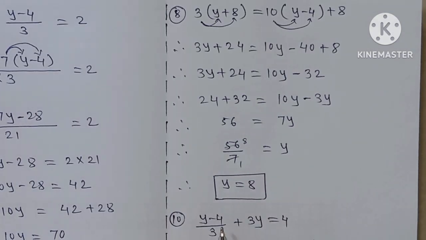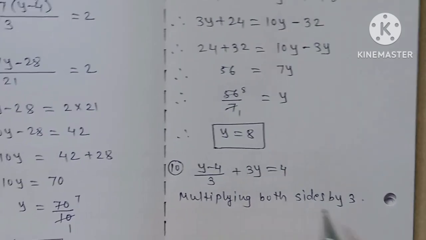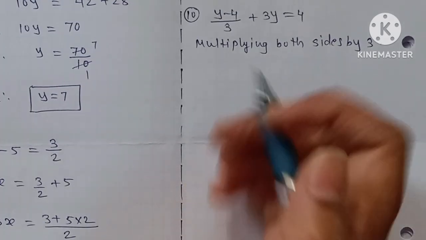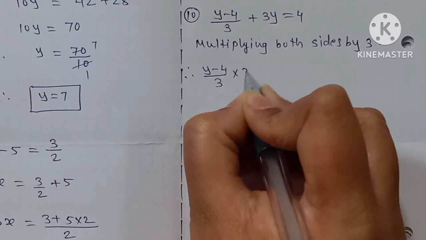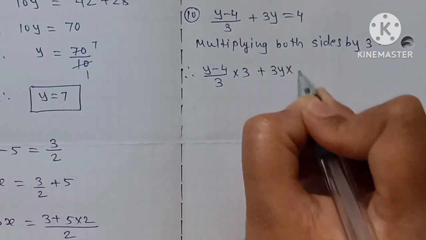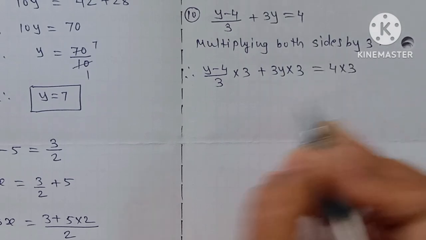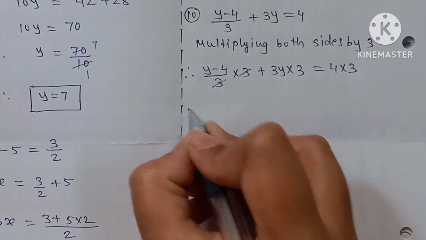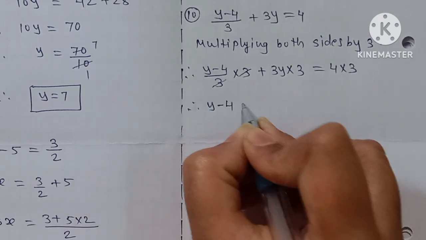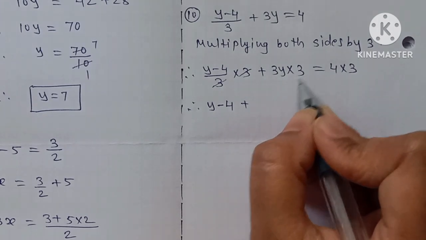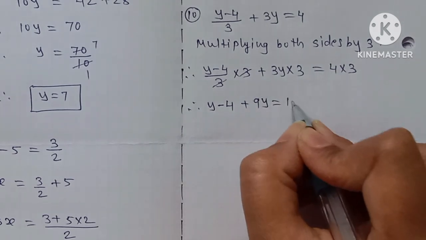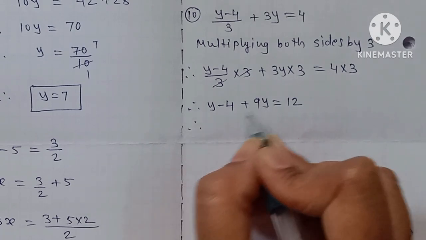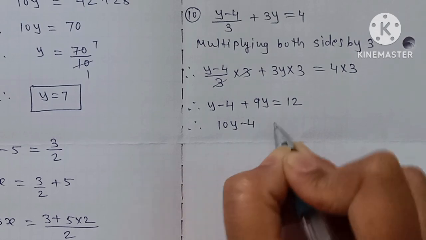Next one is y minus 4 upon 3 plus 3y is equal to 4. Now you can multiply both the sides by 3. Now means y minus 4 upon 3 multiply by 3 plus 3y multiplied by 3 is equal to 4 multiplied by 3. Now this 3, 3 cancel. What is remaining? y minus 4 plus 3y into 3. 3 3s are 9. 9y plus 9y is equal to 4 3s are 12. Now 9y plus y. 10y minus 4 is equal to 12.